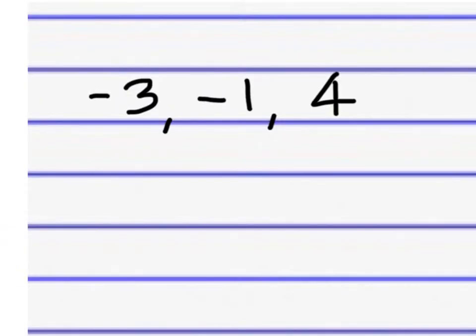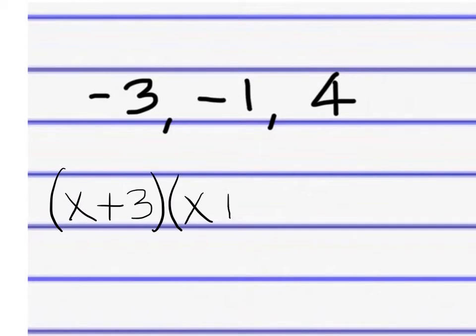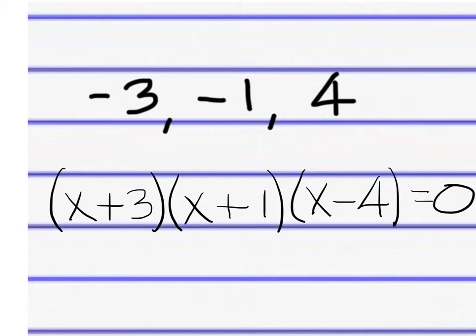-3, -1, and 4. You're going to change the signs to make it x plus 3, x plus 1, and x minus 4. Set that equal to 0. You will multiply these out. You can multiply these in any order. 5 times 2 is 10. 2 times 5 is 10. So that means you can multiply these two together first or these two together first. It makes no difference. I am going to multiply the back two together first.